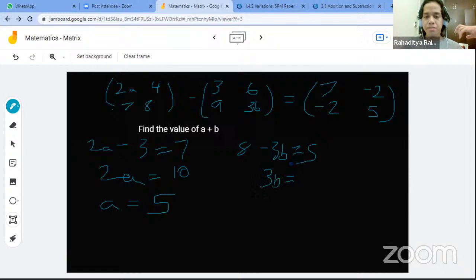3b. You can move 3b over here, 5 over here, and then just flip the entire thing. 3b is equal to 3, b is equal to 1. And once you have these two, you can just say a plus b equals 5 plus 1, which is equal to 6. Okay, any questions about this?